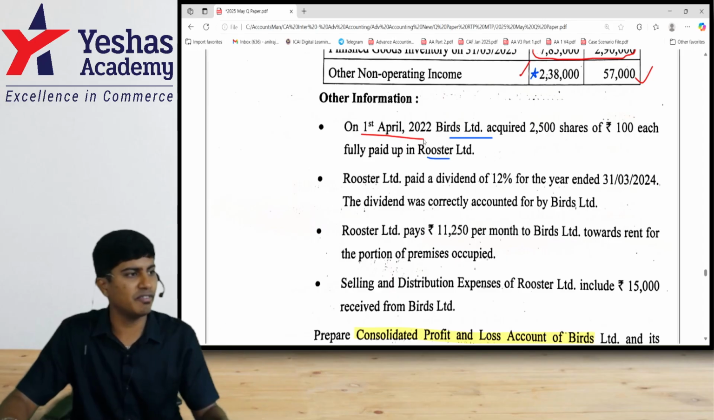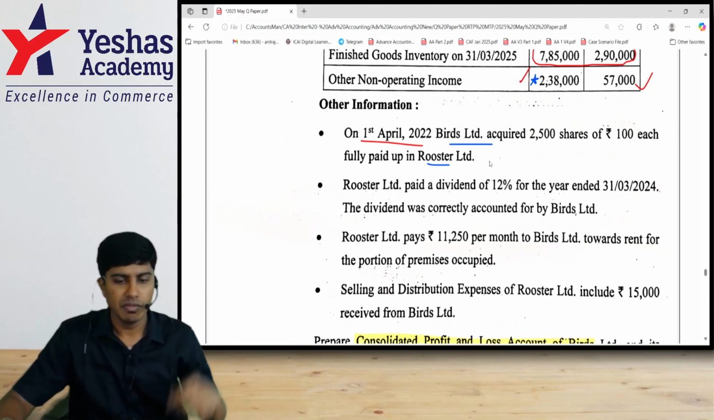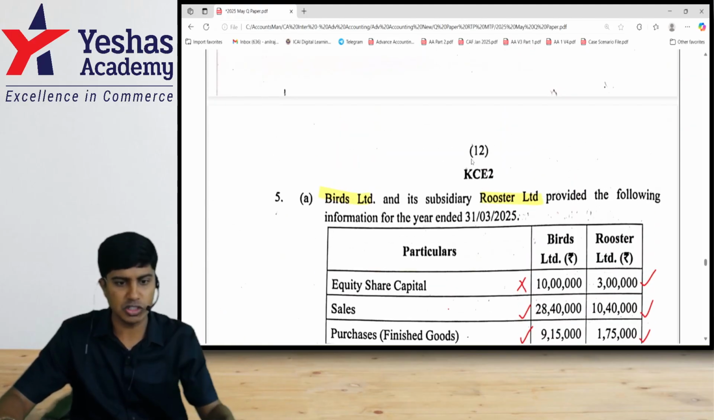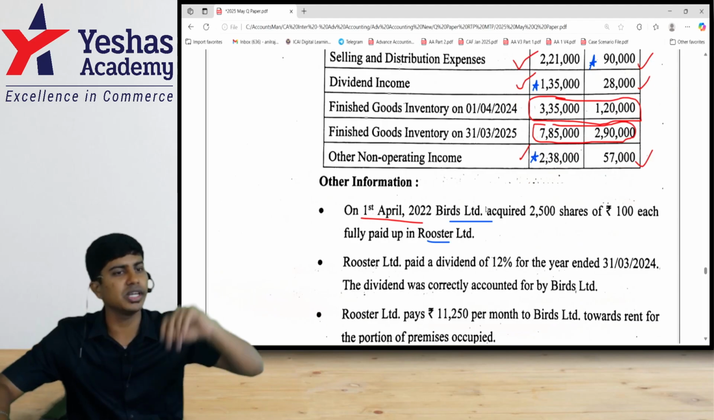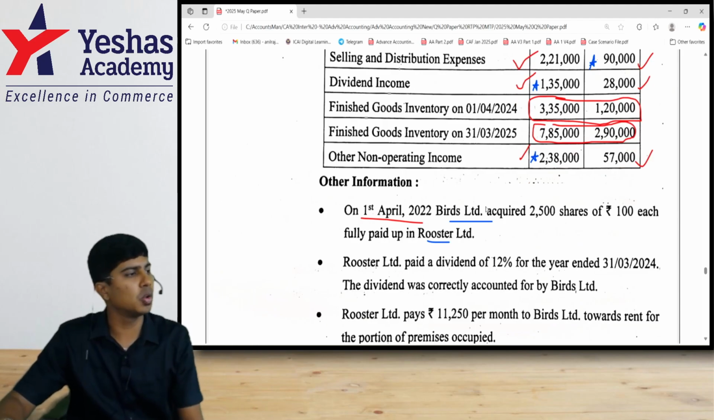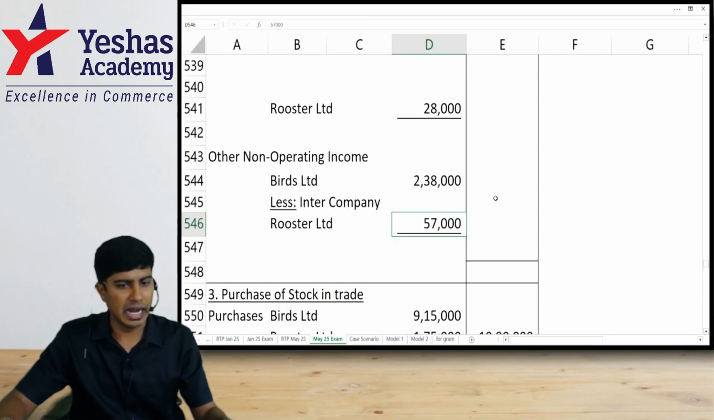1st of April 2022. That is at the beginning of not the current year, 2 years before this year. Sir, how can you say that? We are doing consolidation as on 31st of March 2025. So is this the first year consolidation? No. It's been about 2 to 3 years ever since we became the holding company. How many of the shares did we acquire? 2,500 shares have been acquired and shares are of nominal value 100 each.